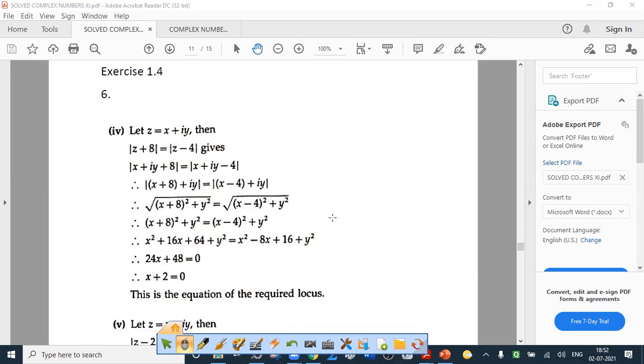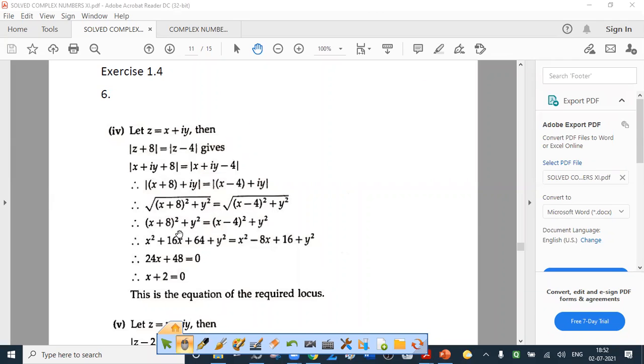Replace z by x plus iy. So, on the left hand side, the complex number is x plus 8 plus iy. And on the right hand side, the complex number is x minus 4 plus iy. Their moduli are the same. So find out the modulus of each.